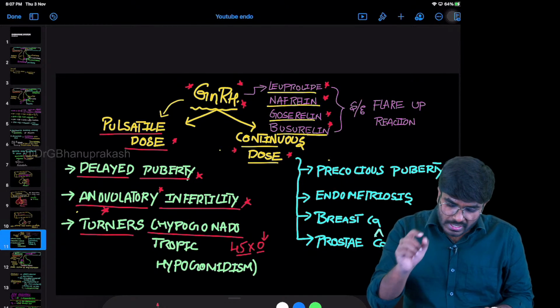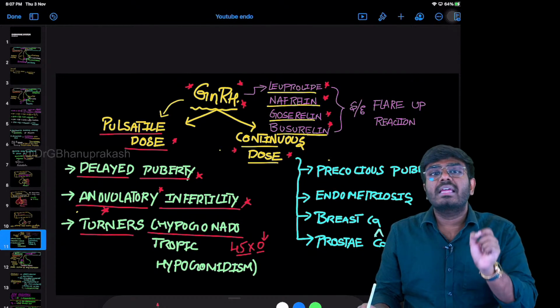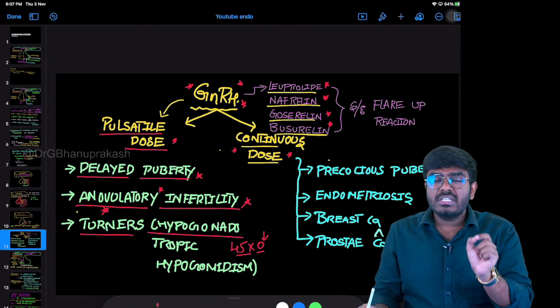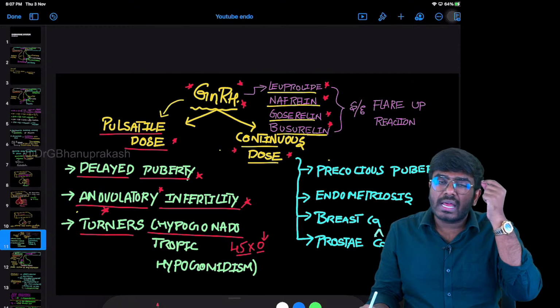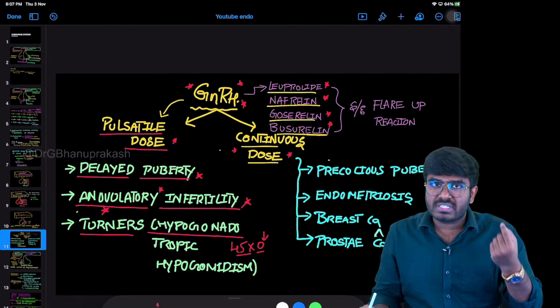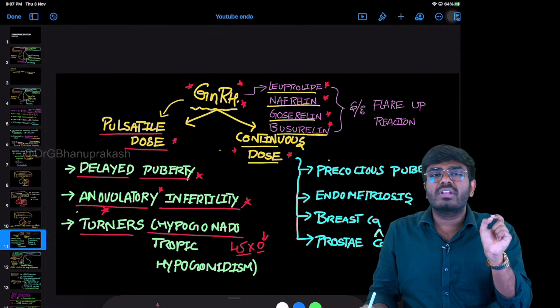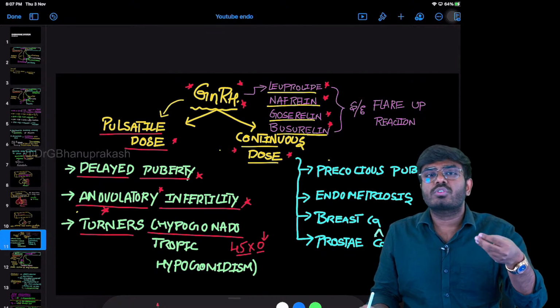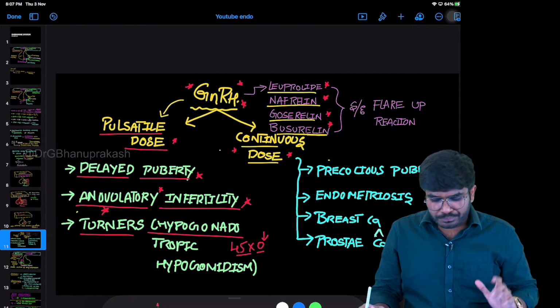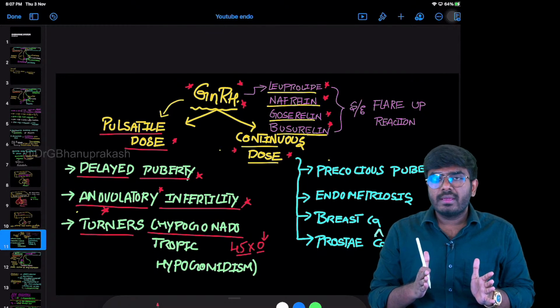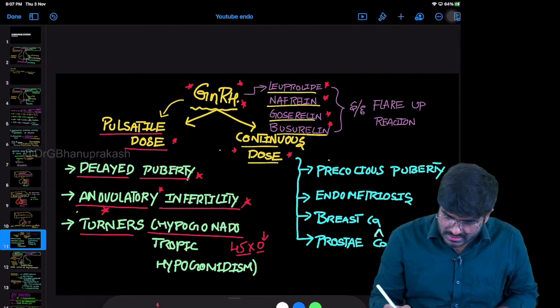Now, what you have to do? Give her GnRH analogues in a pulsatile dose. These GnRH analogues will stimulate her pituitary gland to release more and more FSH. Now, this FSH will stimulate whatever ovaries were left over. It will stimulate the ovaries in such a fashion that there will be estrogen production. Okay. This is one way of giving GnRH analogues, that is, pulsatile doses.